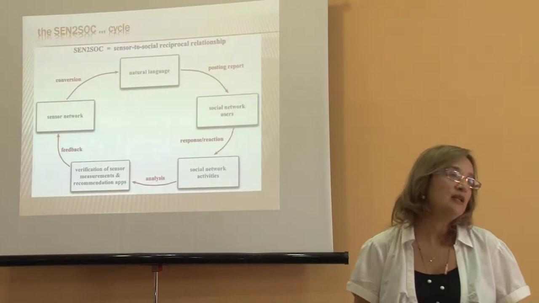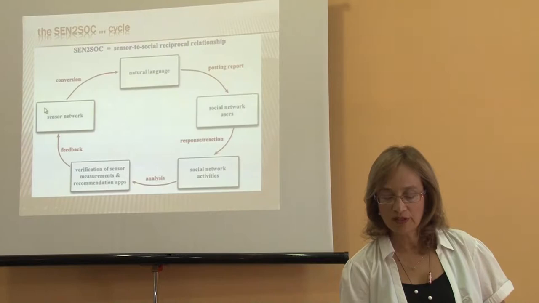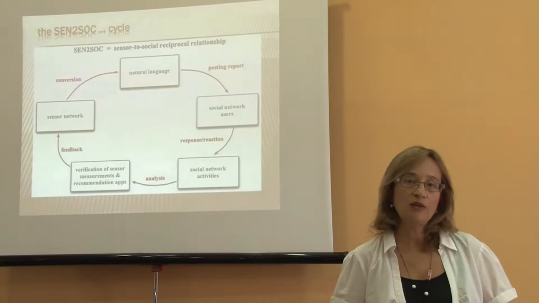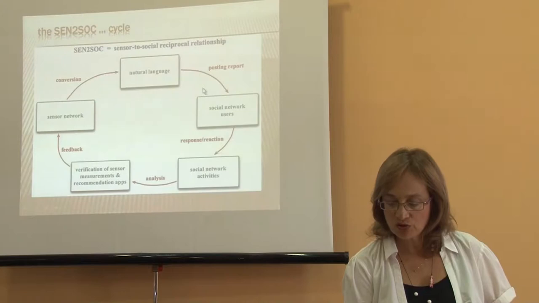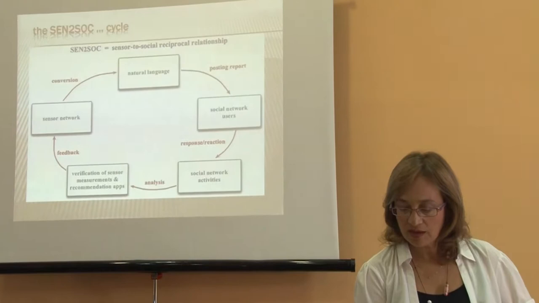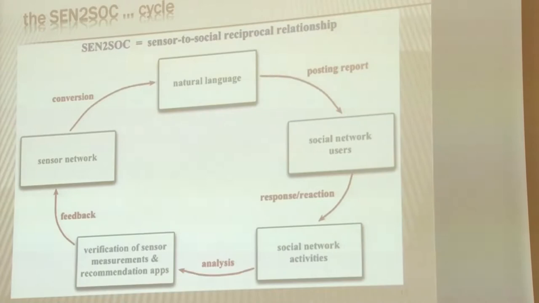And we proceeded in designing a certain experiment cycle. As you can see, if we start from the sensor network, you have the sensor network itself producing numbers, as I said. And the idea we had is that if we get out of this number an automated service which will produce natural language postings, and these postings are exposed to a social network, then you can have users reacting on that, and then based on this new social network which will have sensors and users together, you can verify measurements, you can recommend applications, and you can improve the sensor network itself.